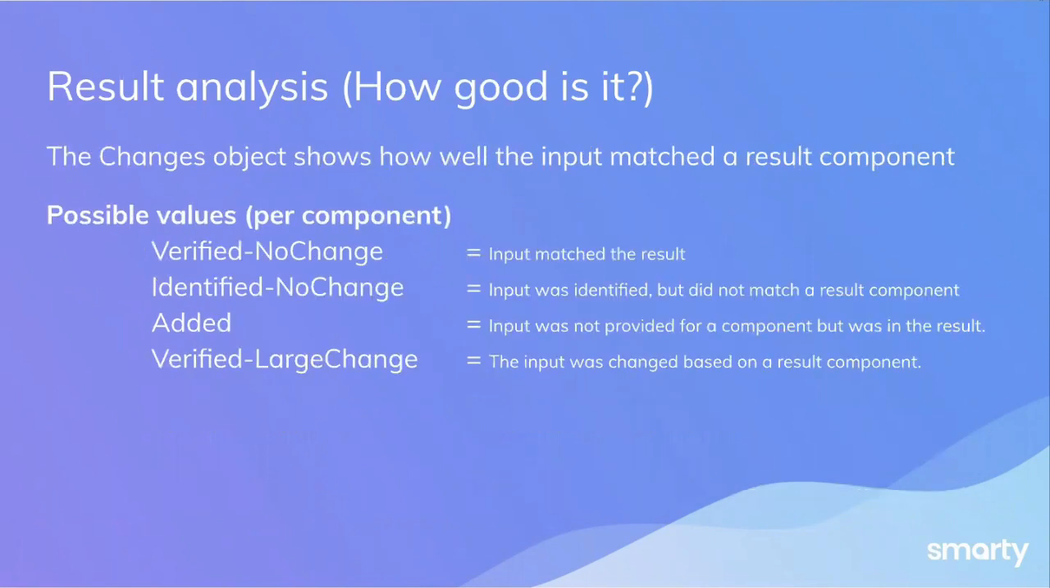The next one is basically definitions of some of those that we already talked about. Verified no change: match the result. It's good. Identified no change: input was identified as a particular component, but we didn't really match it with the result. Added means you didn't specify it in your input, but we gave it to you anyway. Kind of a bonus, I guess, right? Verified large change is the input was changed based on the result that we got.